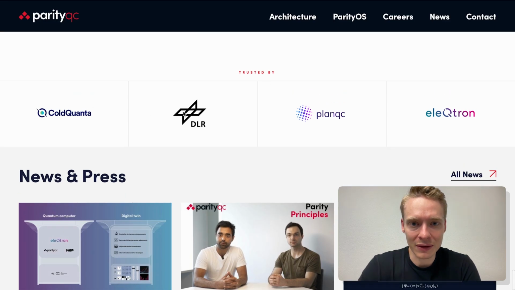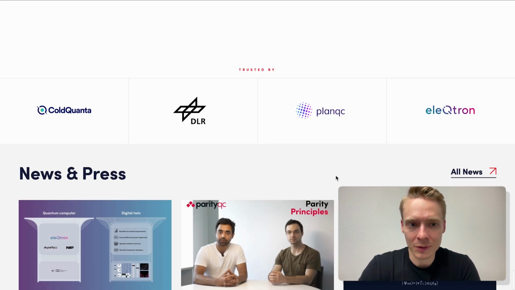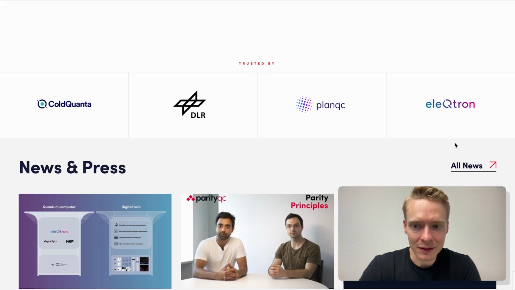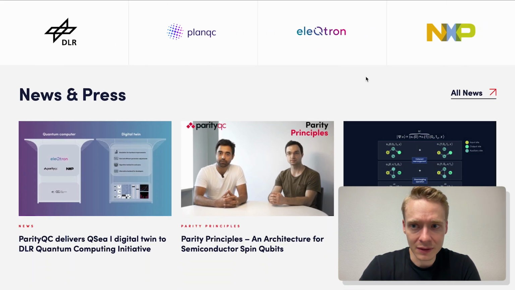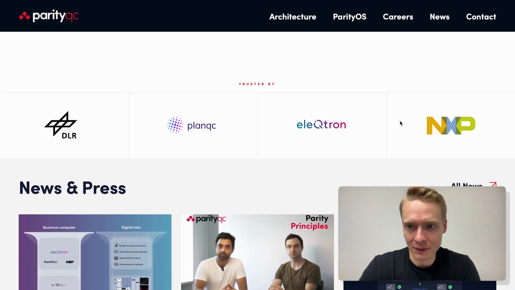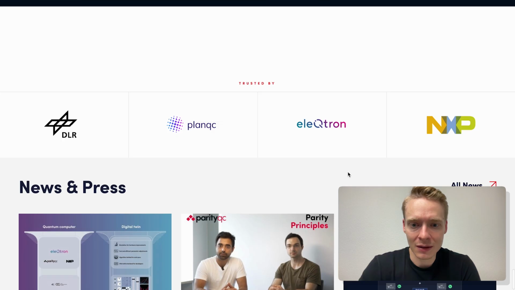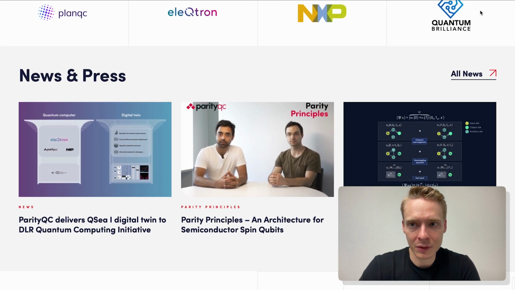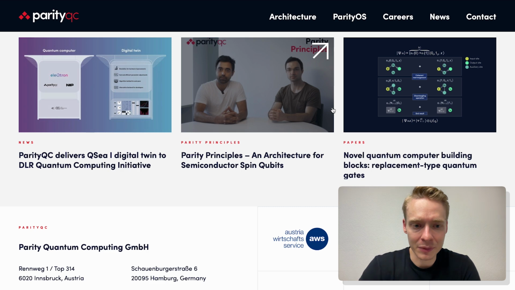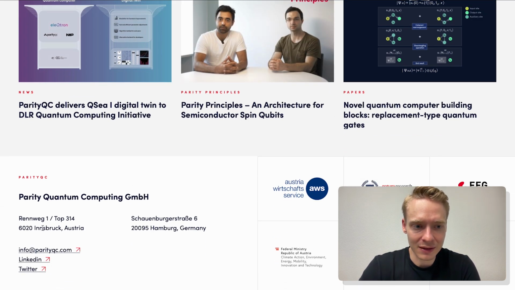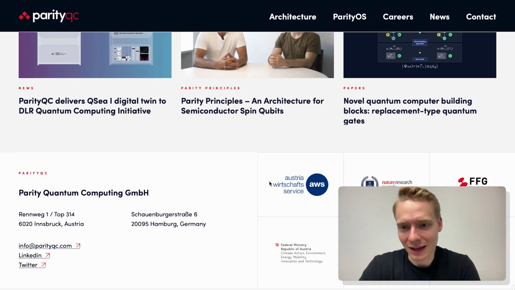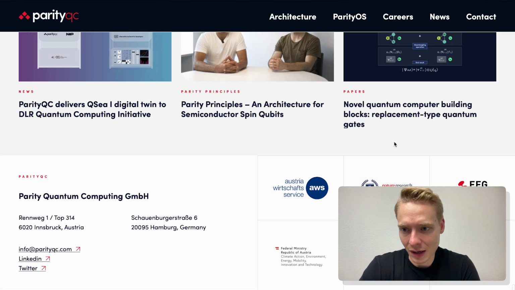Here we see a couple of trusted customers, I guess. There's DLR, there's Planck, there's Electron. So research organizations, but also companies from the quantum space that are using these services of ParityQC. Then we also see NXP, which is quite a big silicon player here in Europe. Quantum Brilliance. So there's other companies in there as well. We see they are based in Austria and Germany, hence the GmbH here. And there are also some funding initiatives by Austria and Germany, among others.